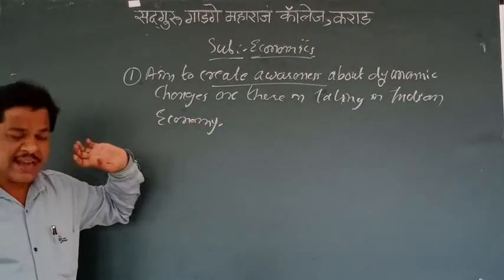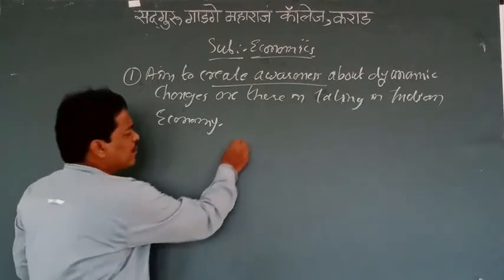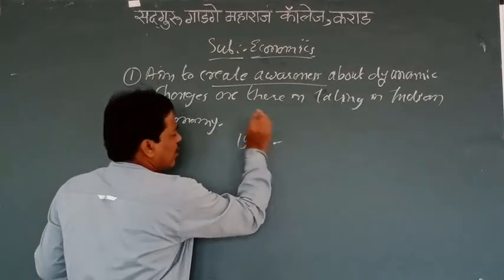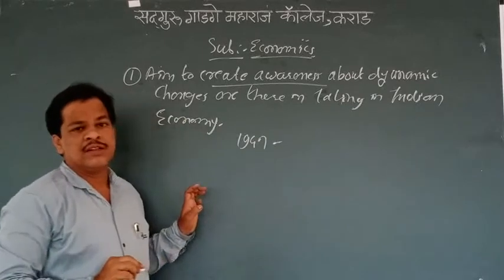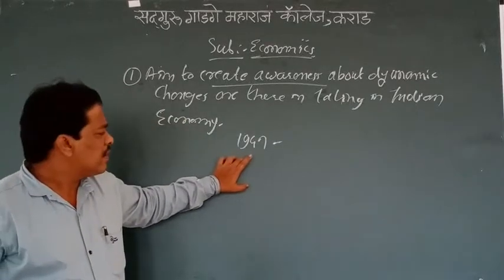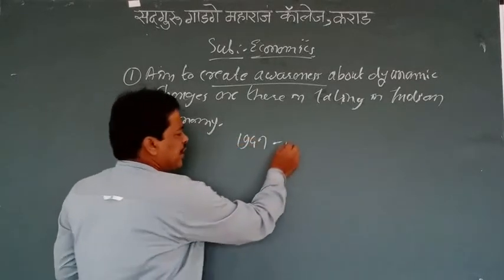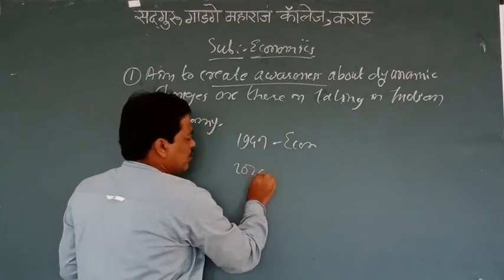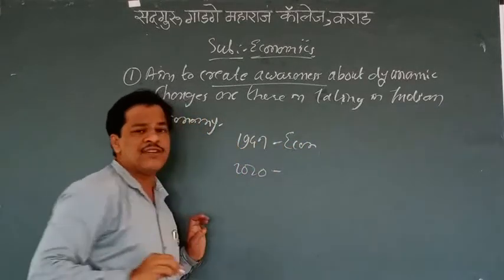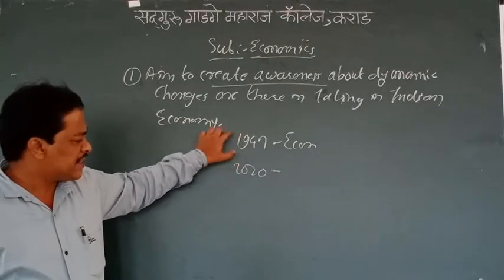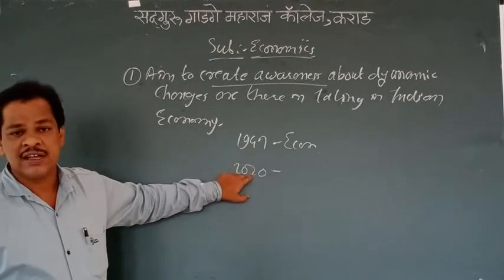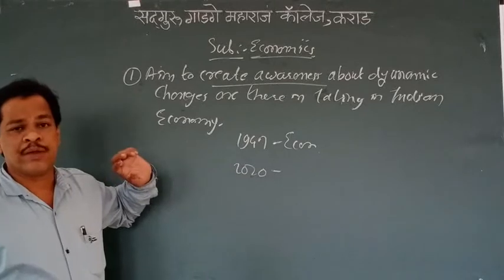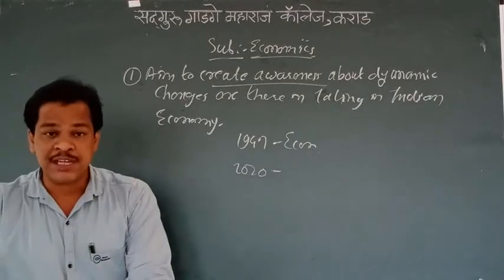Now you can understand that. See, in 1947 we got independence. The Britishers left our country India in 1947. What is the economic condition of our country in 1947 and India in 2020? Is it the same? Can you say that India in 1947 is the same as India in 2020? No, definitely there is some kind of development. So what are the changes that are taking place in the Indian economy?